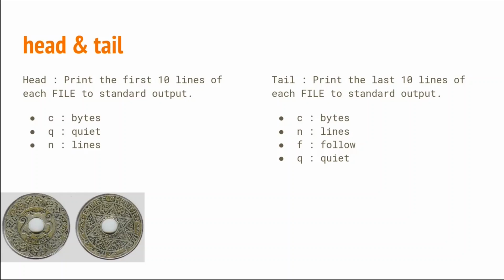Hello. In this tutorial, we will see two commands, head and tail. So head and tail are used to print the first 10 lines and the last 10 lines of a file. There are certain options associated with them. So let's check it.